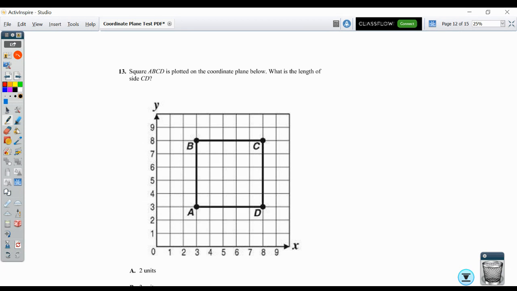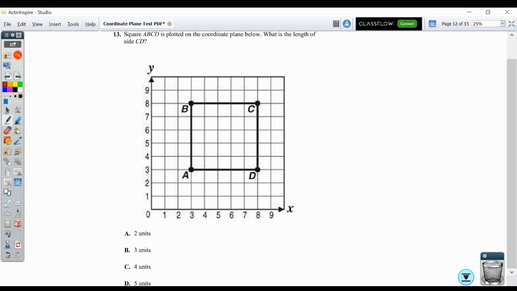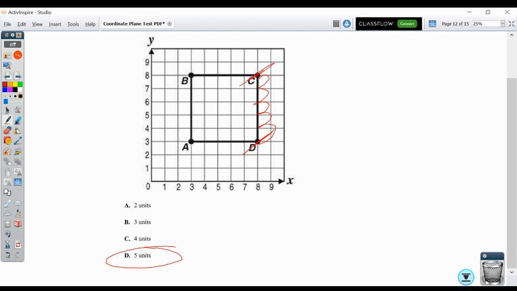Question 13 says a square is plotted on the coordinate plane. How long is side CD? Well, let's count 1, 2, 3, 4, 5. It's 5 units long.